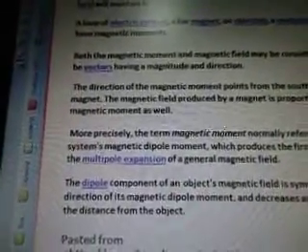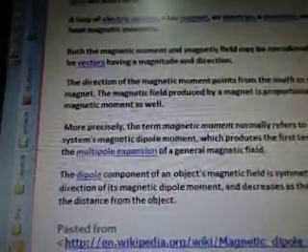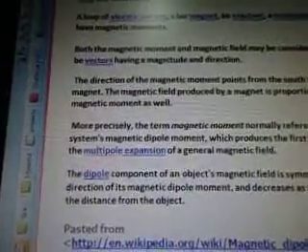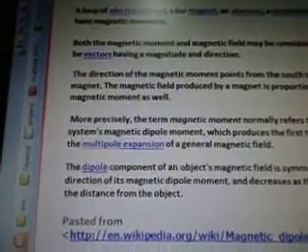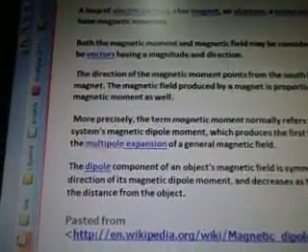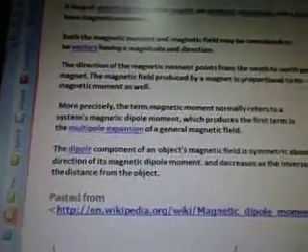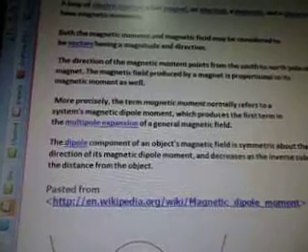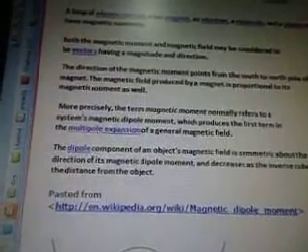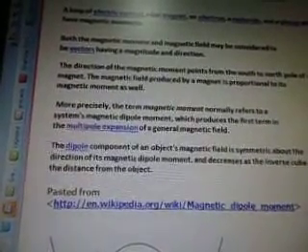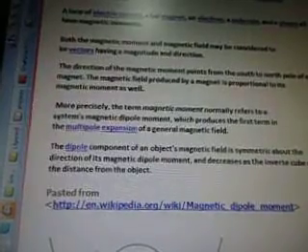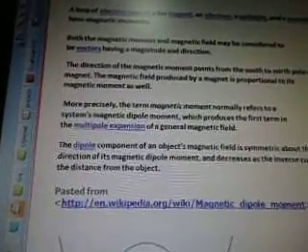More precisely, the term magnetic moment normally refers to a system's magnetic dipole moment, which produces the first term in the multipole expansion of a general magnetic field. The dipole component of an object's magnetic field is symmetric about the direction of its magnetic dipole moment and decreases as the inverse cube of the distance from the object.